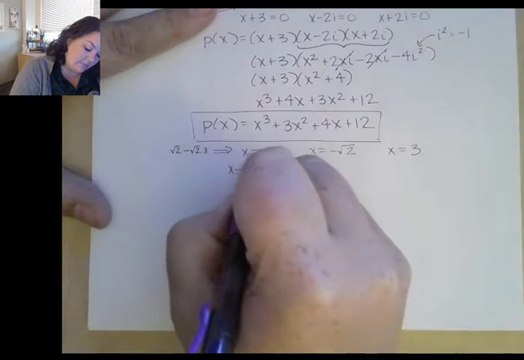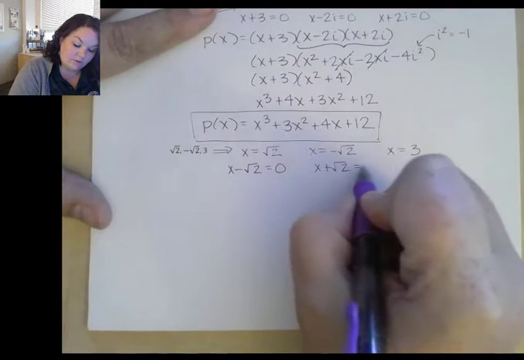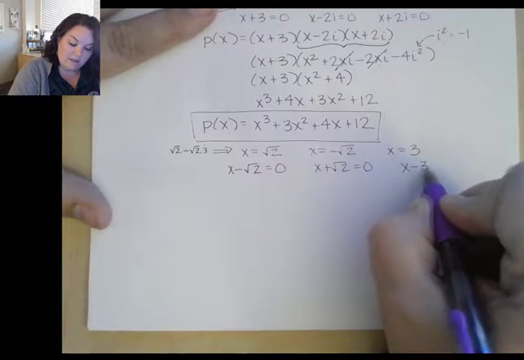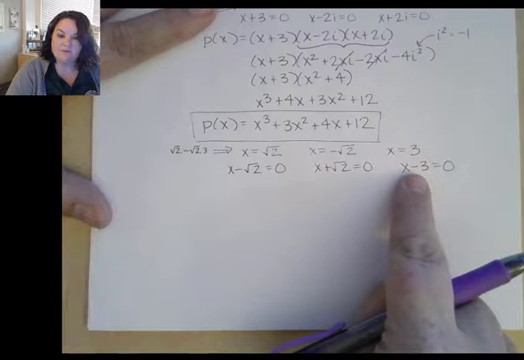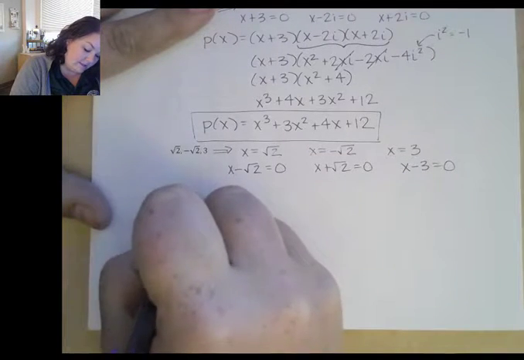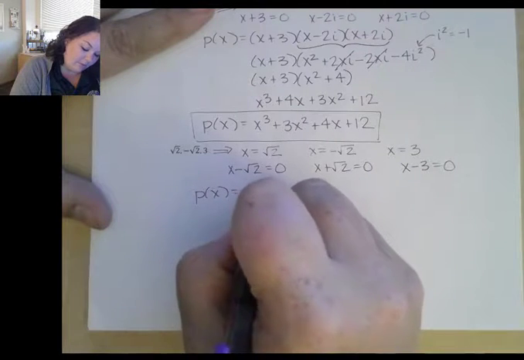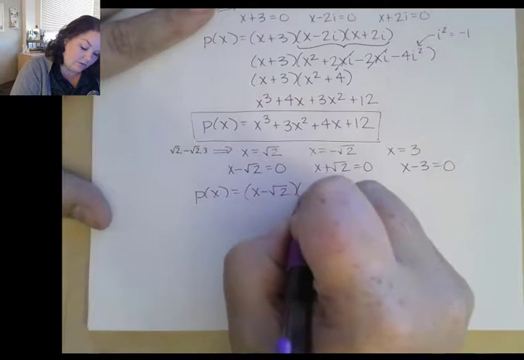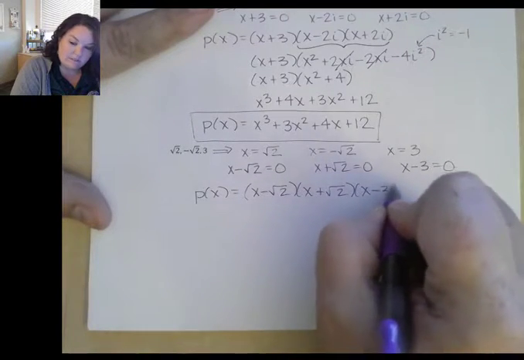So this means x minus the square root of 2 equals 0, x plus the square root of 2 equals 0, and x minus 3 equals 0. So we can easily see what our three factors would be. So we're going to go ahead and say that this polynomial p of x can be built by multiplying x minus the square root of 2 times x plus the square root of 2 times x minus 3.